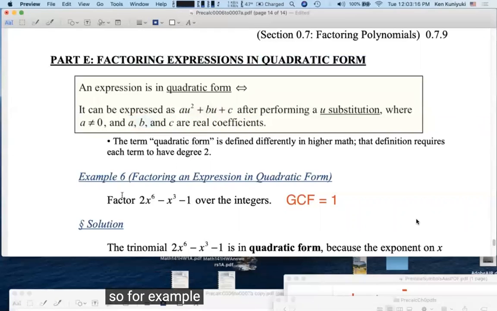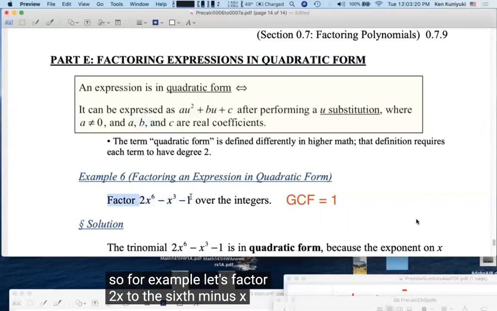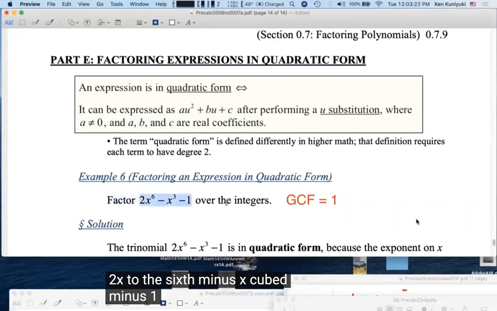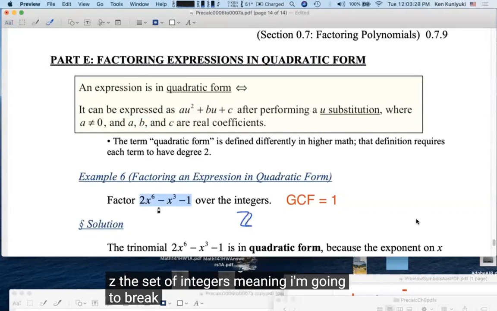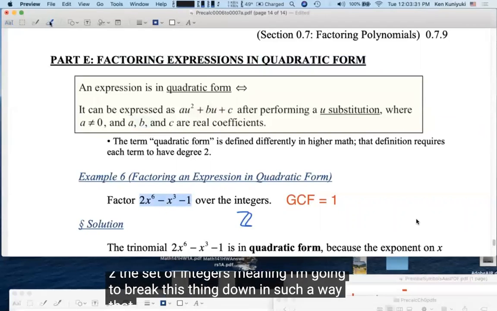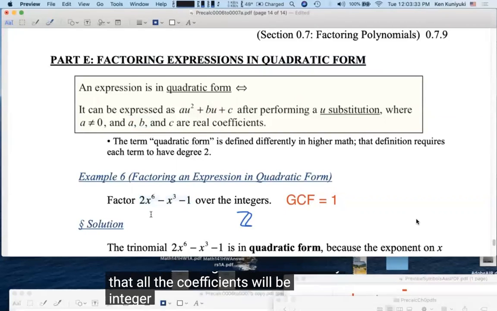So for example, let's factor 2x to the 6th minus x cubed minus 1 over the integers, over Z, the set of integers. Meaning I'm going to break this thing down in such a way that all the coefficients will be integer only. So no pi's or 2/3.